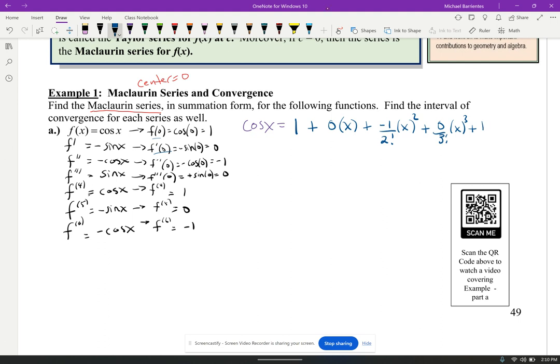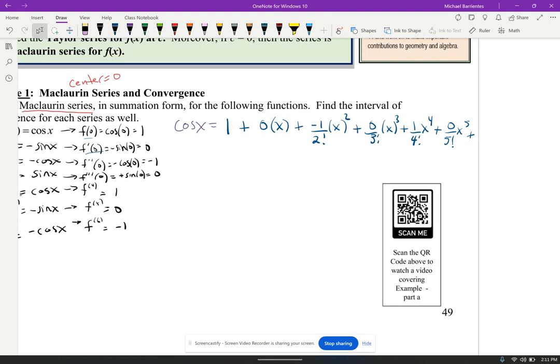I'm at the fourth derivative here: 1 over 4 factorial times x to the fourth, plus 0 times x to the 6 over 6 factorial. And again, I guess I should continue to write it this way. I'm sorry, 0 divided by 5 factorial times x to the fifth. And then the last one that I did here is the sixth derivative, which would be negative 1 over 6 factorial times x to the 6 plus, and there's going to be an infinite number of terms after that, right? But at least I got some here to kind of see a pattern.